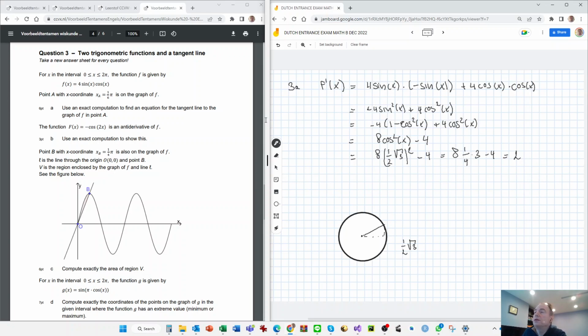And what are the coordinates? So what is f of 1/6 pi? So it's 4 times, so the sine here is 1/2. 4 times 1/2 times, again, the cosine. So that is the square root of 3.